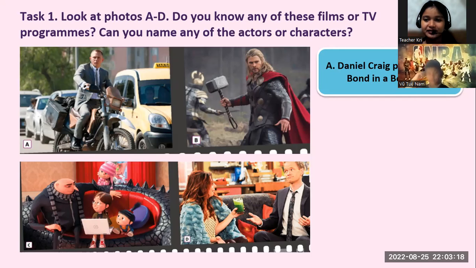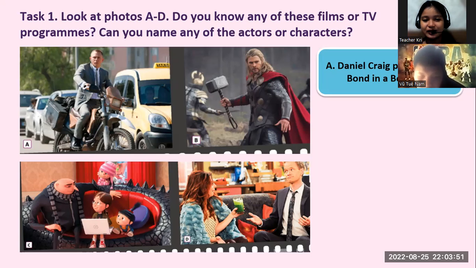The Bond I think is picture wait a minute. Okay, it's picture A. So James Bond, or Daniel Craig, the movie is entitled Bond film, and this is a kind of action movie.